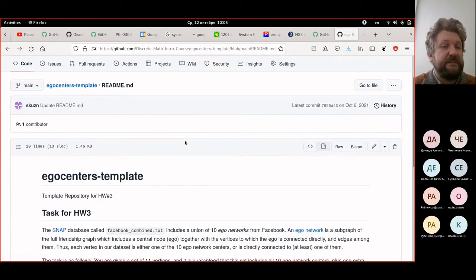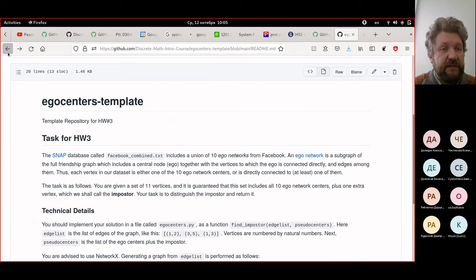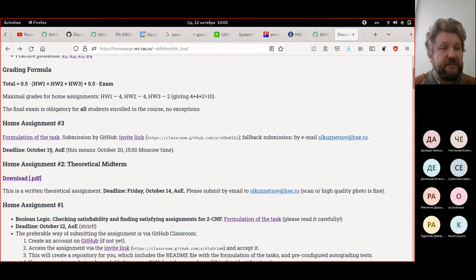So this is basically the same. The deadline will be next Wednesday anywhere on Earth, so it means next Thursday before 3 p.m. Moscow time. The invite link is here. The fallback solution, of course, is email, and everything else is the same as home assignment number 1.